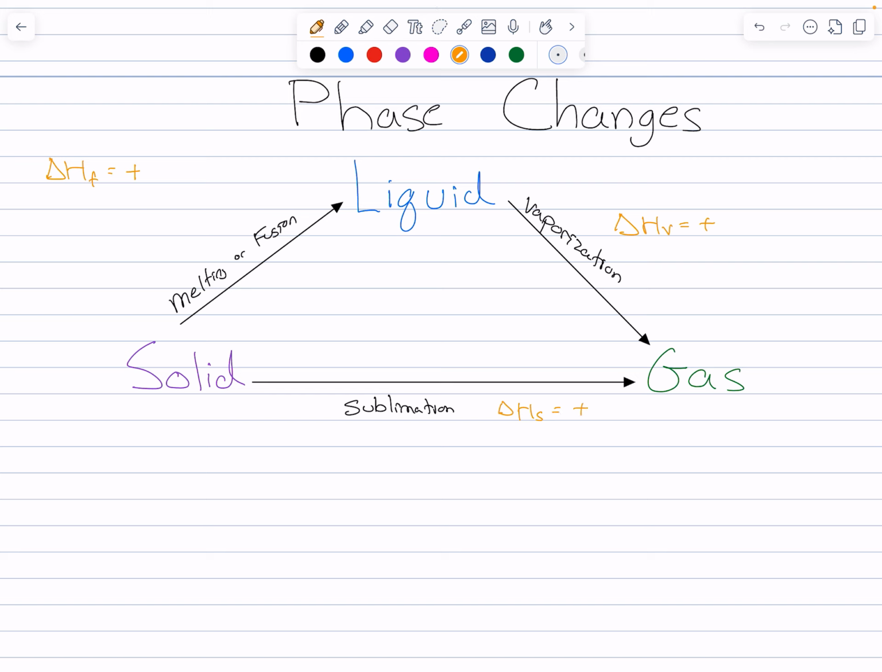Now, there's another term that we're going to introduce here, and that is, of course, delta S, which is also positive for all these. What is delta S? We may or may not know what that means. That's entropy, technically, is what we're talking about. And think about the order.